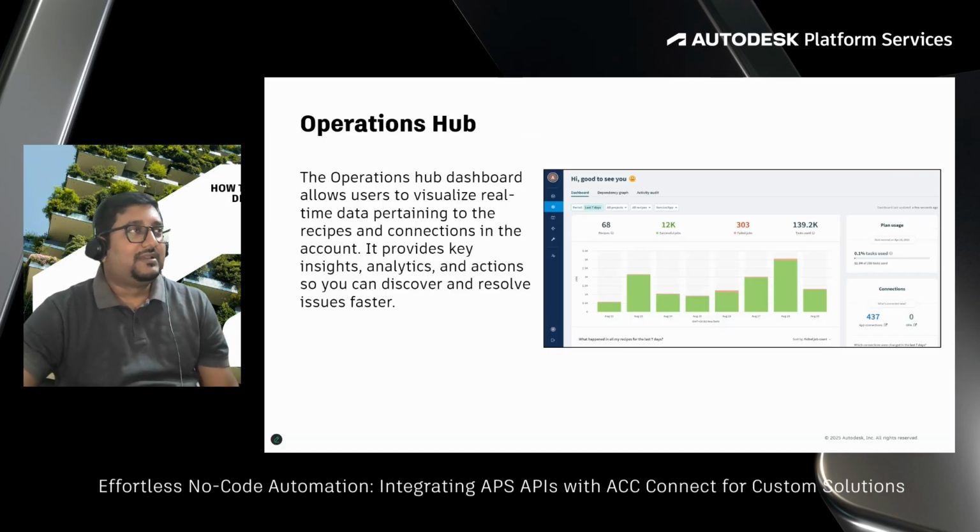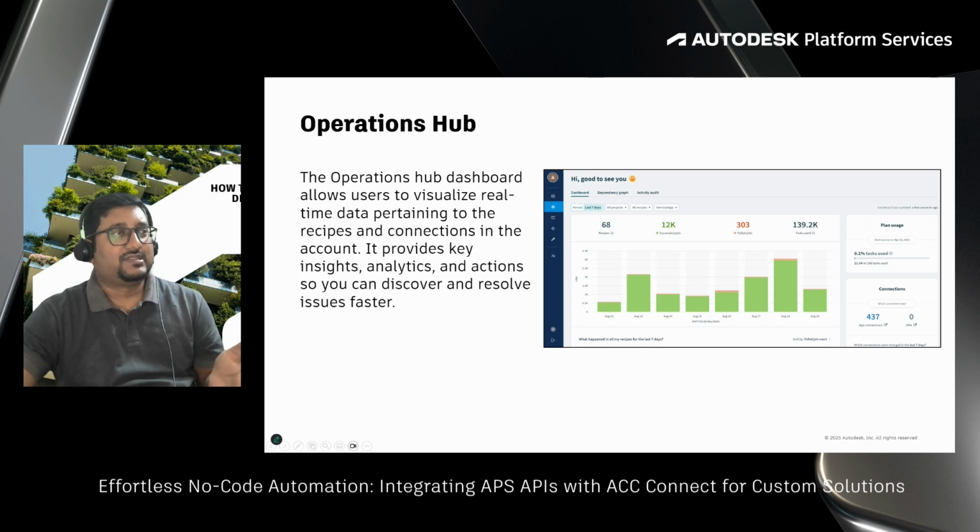The next element is the operations hub. So the operations hub can be considered as a dashboard that allows users to visualize the real-time data pertaining to the recipes and connections in the account. So here you can see a summary of the number of recipes which are running, the number of successful jobs, failed jobs, and the tasks used. Now you can drill down to the ones which are failing, and you can do a deep dive into those test data to see what is the corrective action that you need to perform.